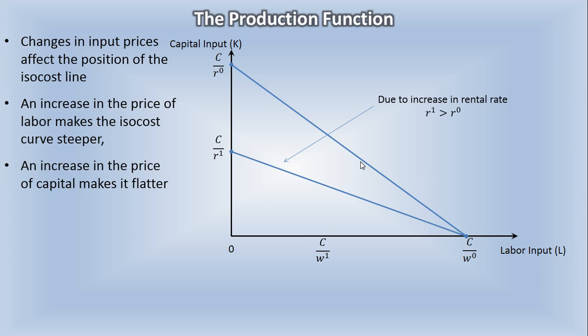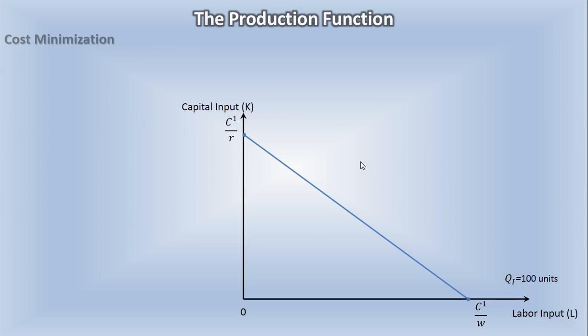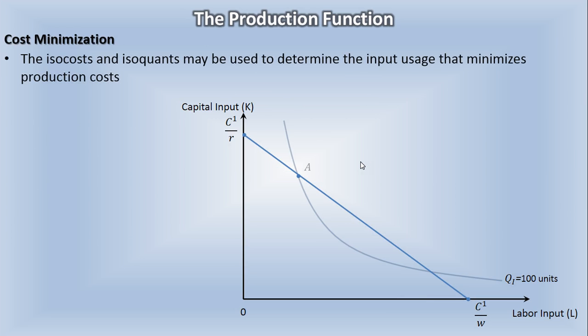So if the rental rate were to increase, that's the opposite case, then you would have the y-intercept moving closer to the origin, representing a lower amount of capital that can be used given the amount of cost the firm is willing to take on for the production process. All right, now let's throw both components together to get to cost minimization. The isocosts and isoquants may be used to determine the input usage that minimizes production costs.